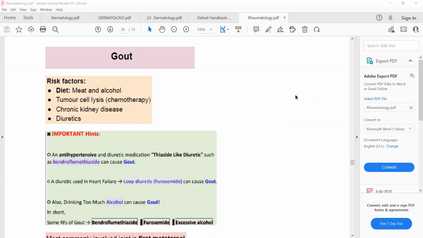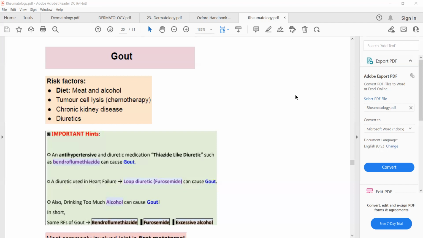So next topic is gout and gouty arthritis. The risk factors for gout include meat and alcohol consumption, because meat can lead to excessive formation of uric acid. Tumor lysis syndrome, because when tumor cells are broken down, they release nucleic acids which are converted into uric acid and can cause gout.